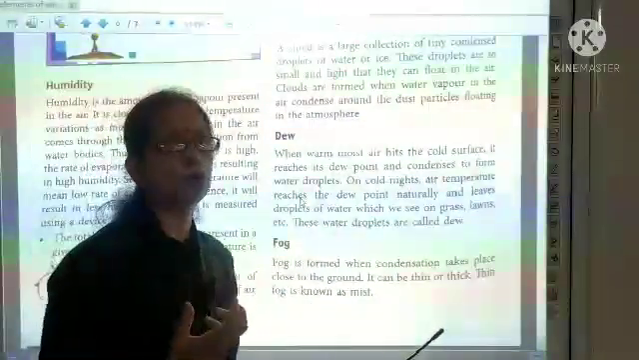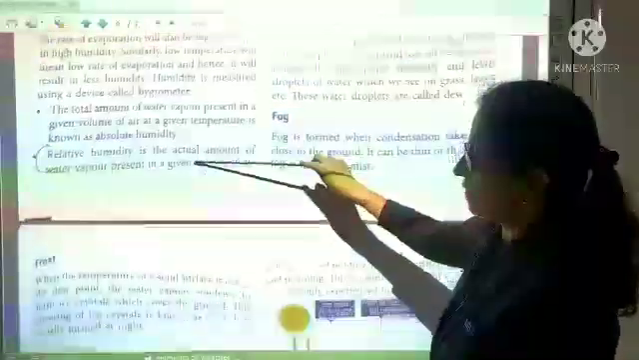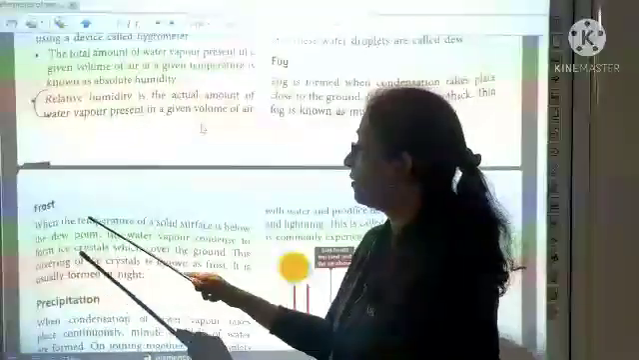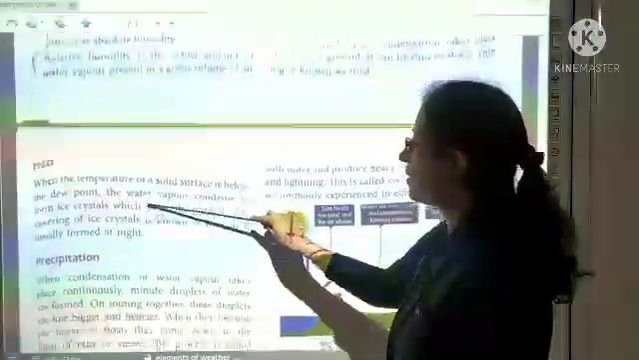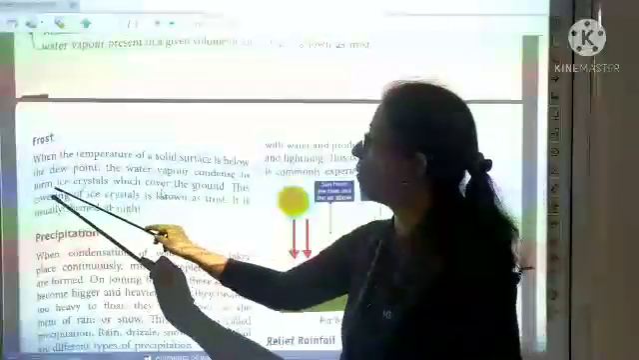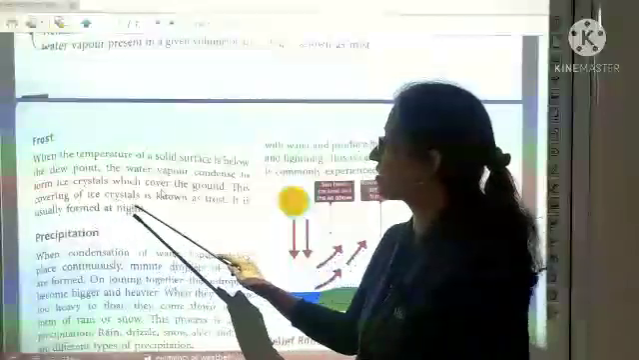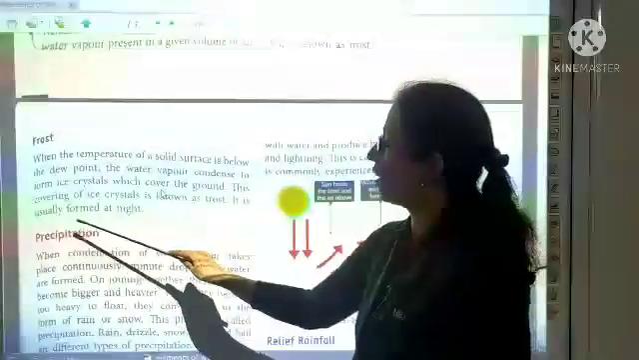थिन फॉर्म जो फॉग होता है उसको क्या बोलते हैं, मिस्ट बोलते हैं. And fog, you have seen when the cold season is there, you can see fog. Frost: when the temperature of a solid surface is below the dew point, the water vapor condensed to form ice crystals which cover the ground. This covering of ice crystal is known as frost. It is usually formed at night.